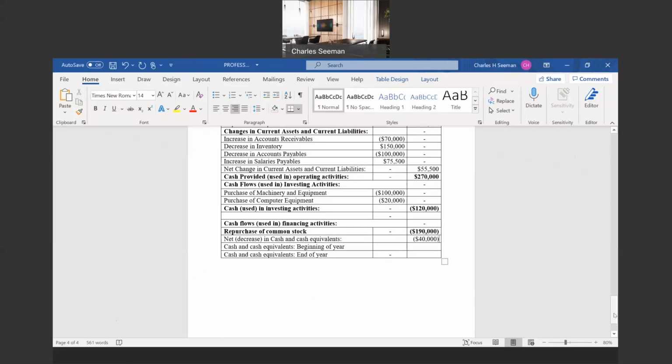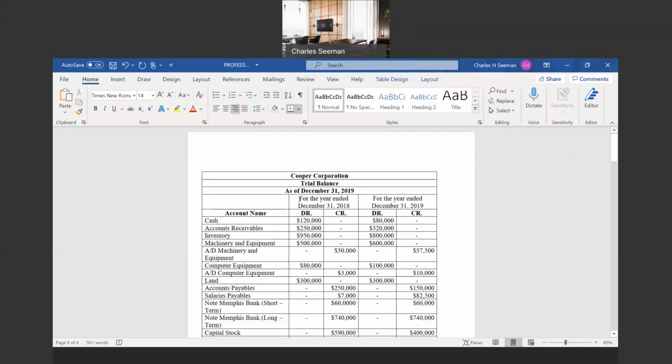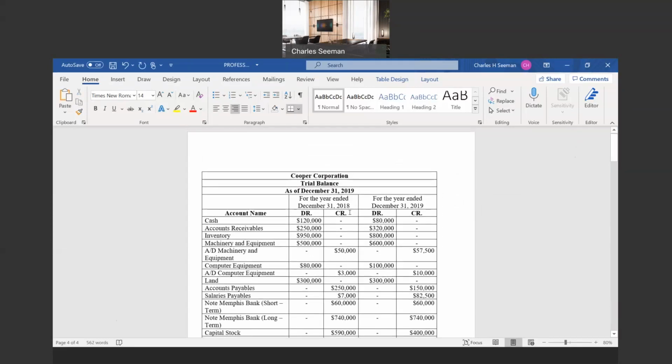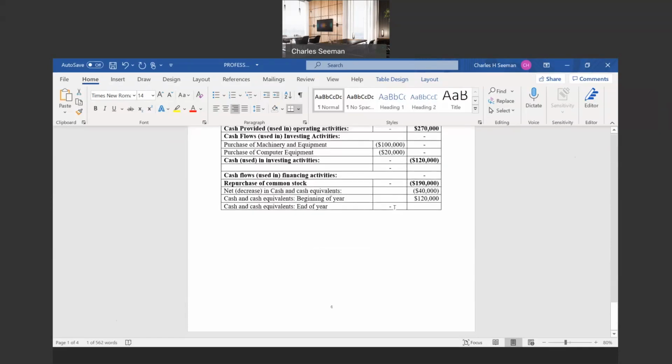Now we look at the beginning of the year. The beginning of the year is the end of the last year. So on December 31st, 2018, our cash balance was $120,000. Our cash balance today is $80,000. So if you take the 40,000 negative and you subtract that from the 120,000 positive, you get $80,000 positive.